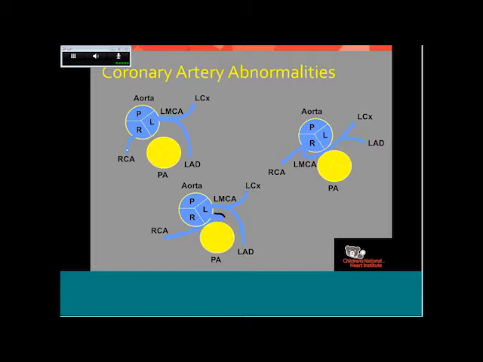That's the normal distribution pattern, but there are children and adults that have the right coronary coming off the left cusp or the left coronary coming off the right cusp. It used to be thought that the left off of the right was more concerning, but more recent data shows that either one puts you at risk for sudden death with exercise.